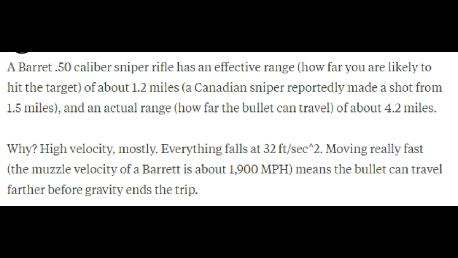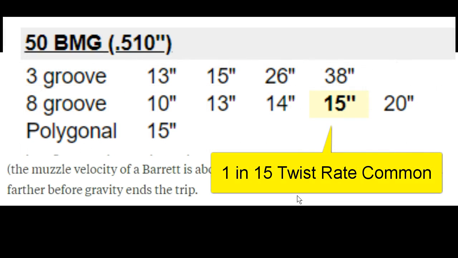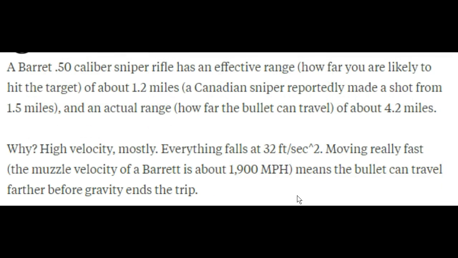The 50 caliber obviously shoots a huge bullet very fast. They're saying here it's 1,900 miles per hour with the bullet. Everything falls at 32 feet per second, so obviously, the farther you're shooting something, the more gravity is going to affect it, the more things come into play, the more things you have to consider. I don't even know what the twist rate is on a 50 caliber. It's got to be a 1 in 12 versus a 1 in 7 or a 1 in 6 or a 1 in 2. I'm sure there's different twists on a 50 caliber. You're shooting a much heavier bullet with a lot more force.